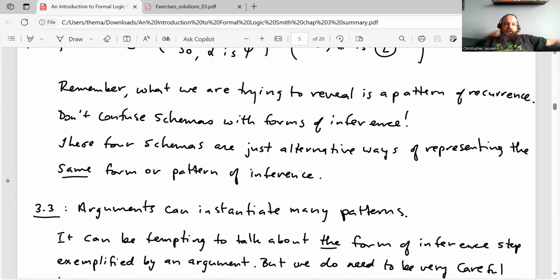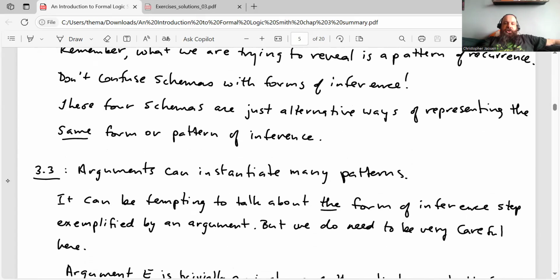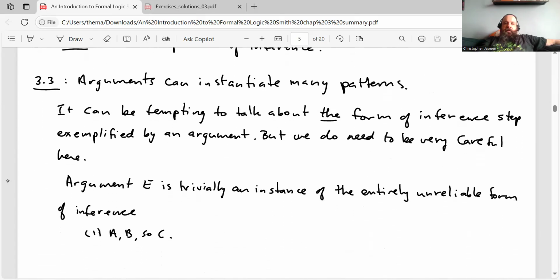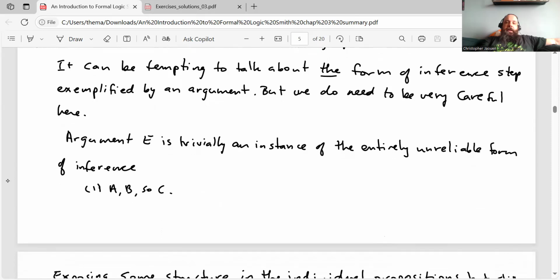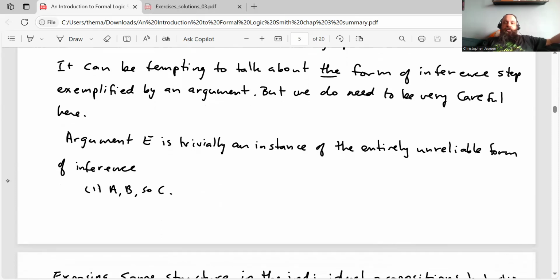Okay, section 3.3, arguments can instantiate many patterns. And this is the last section for this chapter. It can be tempting to talk about the form of inference step exemplified by an argument, but we do need to be very careful here. Argument E is trivially an instance of the entirely unreliable form of inference that we have written here, A, B, so C.